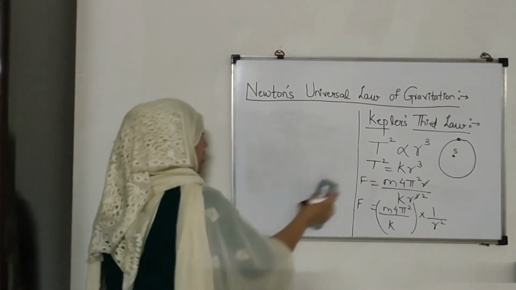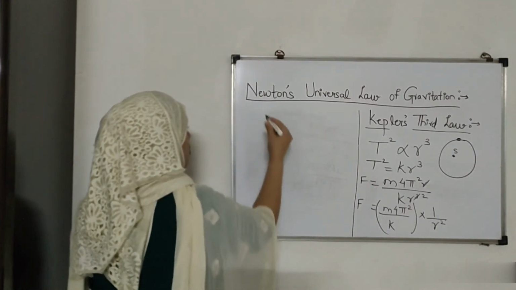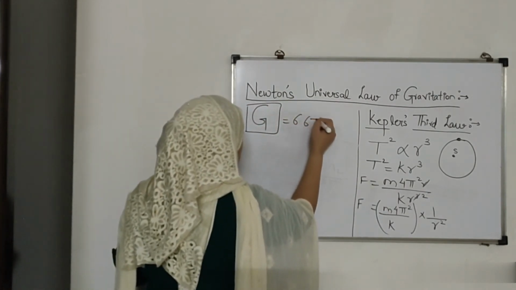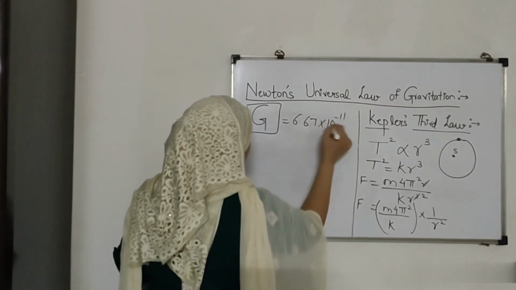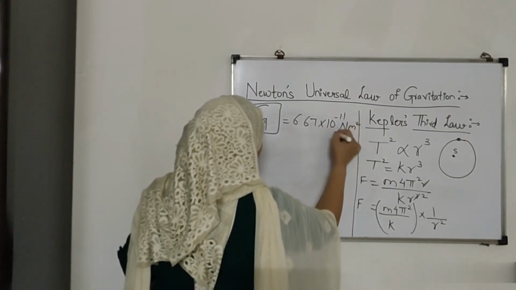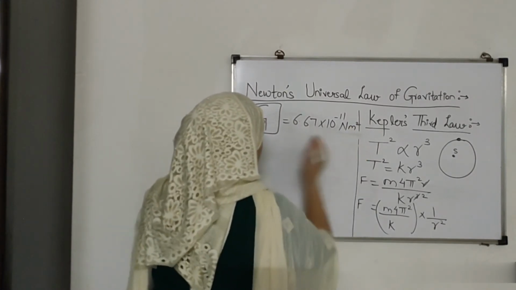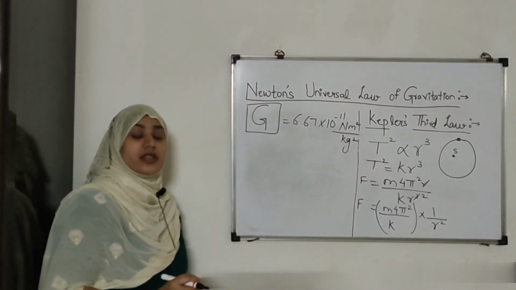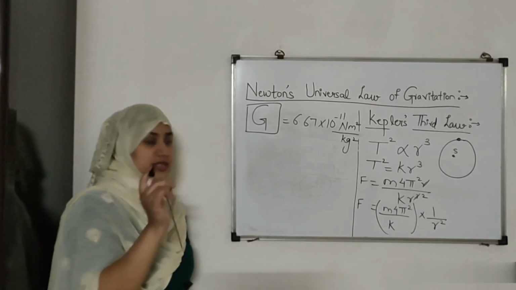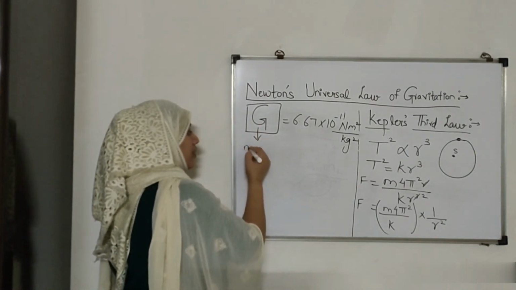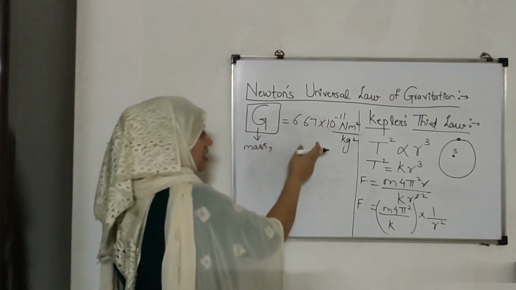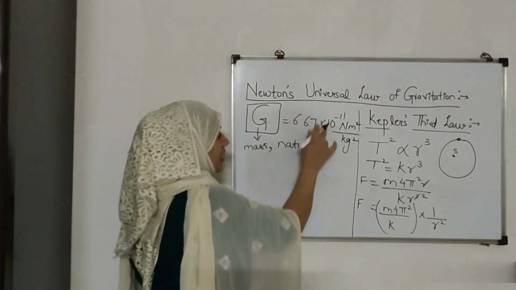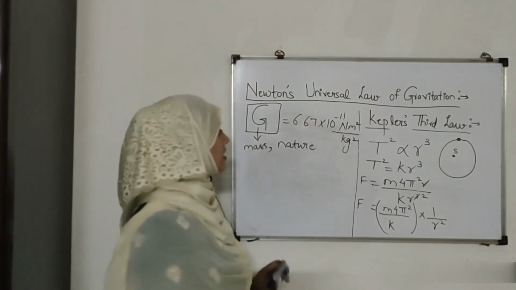Now this proportionality constant is called the universal constant G, and it is given a specific value: 6.67 into 10 raised to minus 11 Newton meter square upon kg square. Now, how did I get this unit, and why is it called a universal constant? It is called a universal constant because it does not change with the mass, or with the distance between the objects, or with the nature of the medium in between. With anything it remains constant.